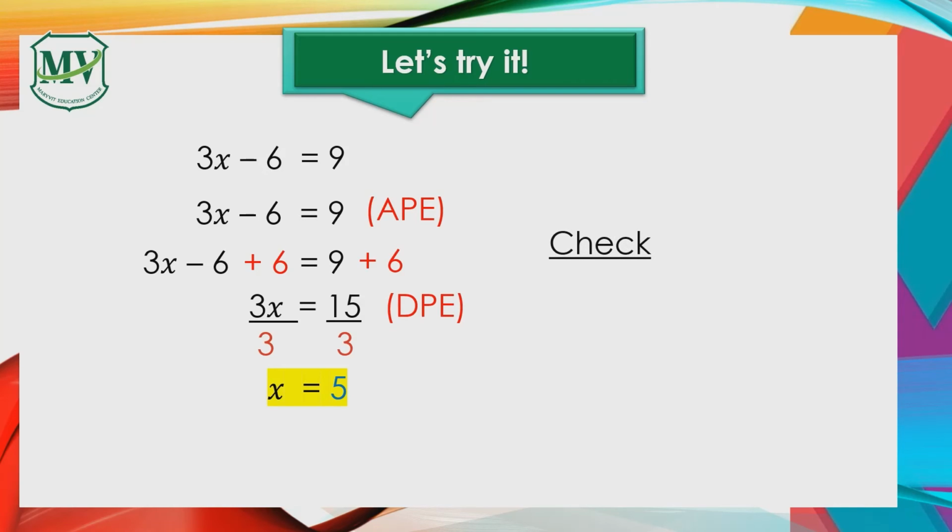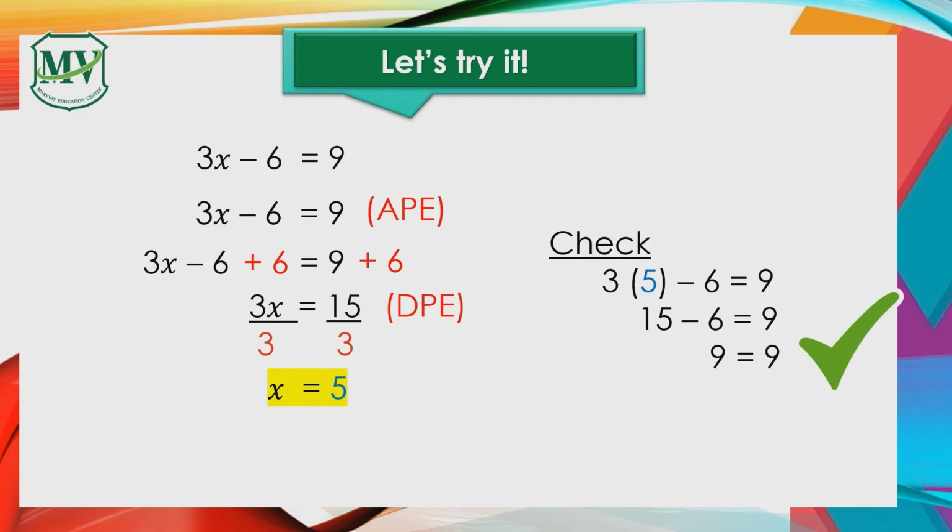To check this one, let's substitute the value of our x from the original equation. So, 3 times 5 minus 6 is equal to 9. Do the multiplication first. 3 times 5 is equal to 15. So, 15 minus 6 is equal to 9. Then, subtract 6 from 15. So 15 minus 6 is equal to 9, then 9 is equal to 9. So our answer is correct.